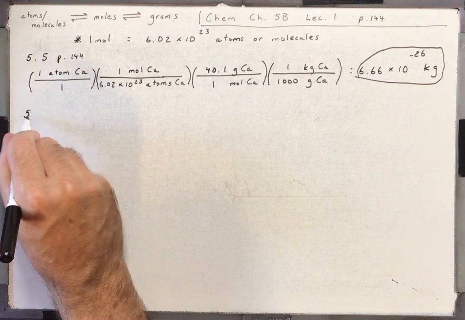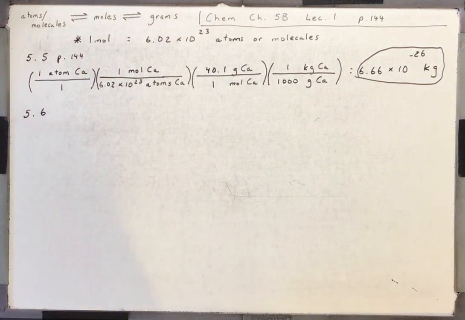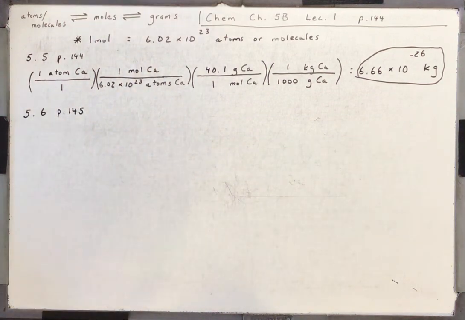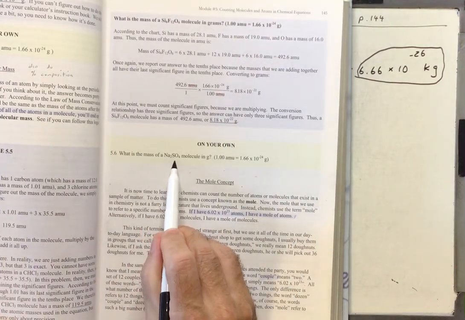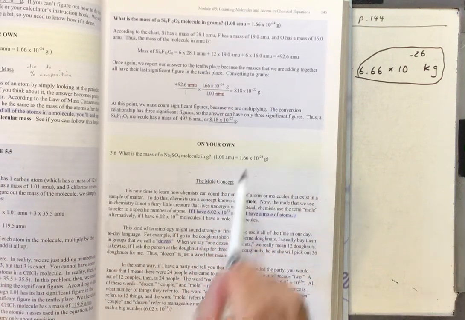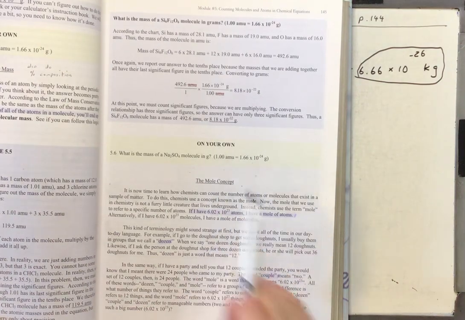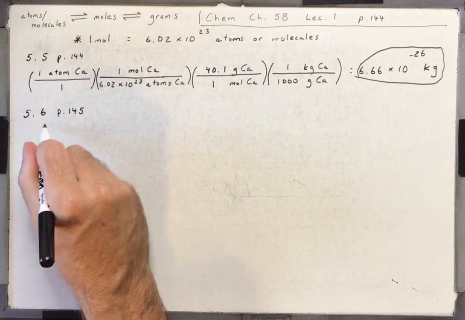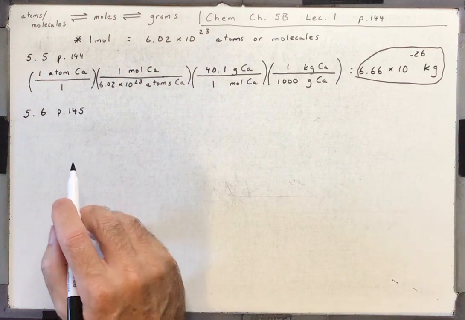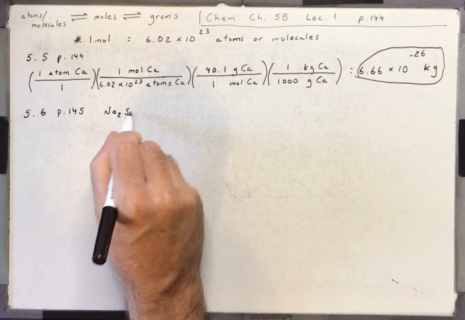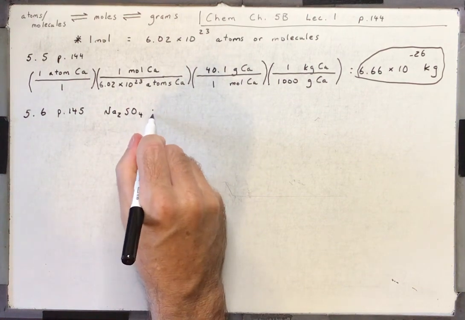Let's look at on your own 5.6, and this is on page 145. It says, what is the mass of an Na2SO4 molecule in grams? Again, I'm not going to use this relationship here because the author's not telling you where that number comes from. We're going to get that number on our own, and it makes a lot more sense using this equation. First of all, we have to add up the grams per mole of Na2SO4. So there's an extra step in these problems with molecules.